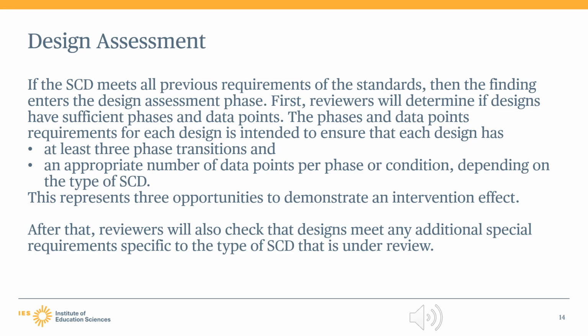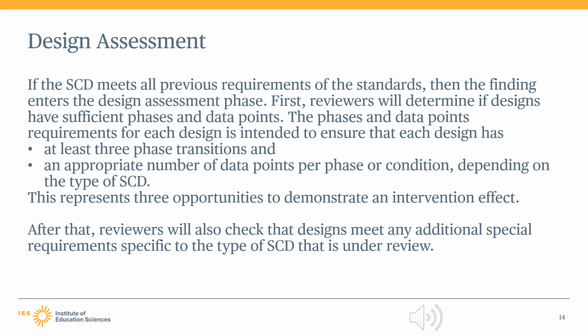The intended effect of these requirements is to ensure that there are at least 3 phase transitions within each design and an appropriate number of data points per phase or condition. Applied researchers often look for 3 demonstrations of an intervention's effect at 3 different points in time. These requirements ensure that there are at least 3 opportunities to demonstrate an intervention effect. Additional special requirements for some designs help to ensure that the 3 phase transitions take place at 3 different points in time, ensuring that there were 3 opportunities to demonstrate the intervention effect at 3 different points in time.